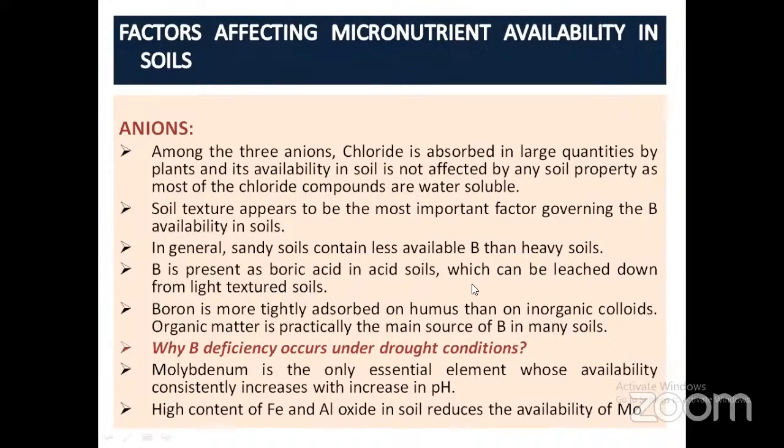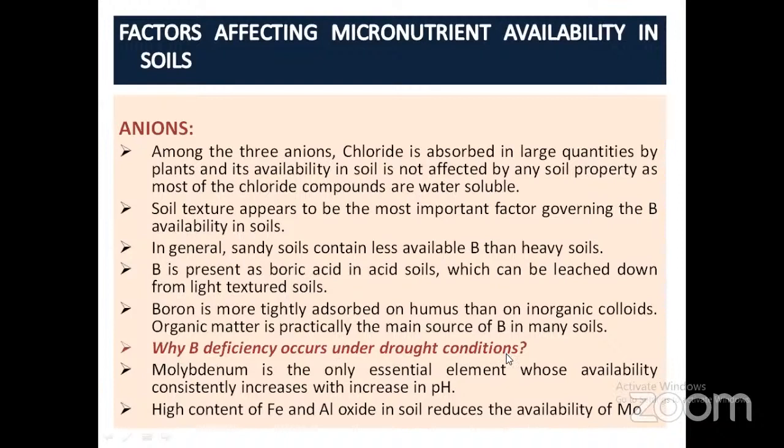But in case of heavy soil, clay, it is actually retained. So the loss of boron is more in sandy soil. So it is less available in sandy soil because of its leaching. And boron is more tightly absorbed on humus than on inorganic colloids. So organic matter is practically the main source of boron in many soils. So boron is absorbed on the humus, and as soon as the decomposition of this organic matter occurs, there is availability of boron. Now, why boron deficiency occurs under drought conditions?